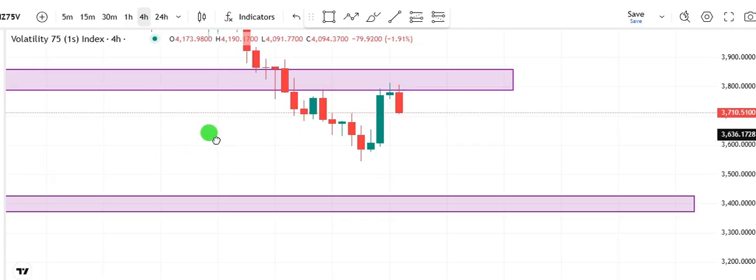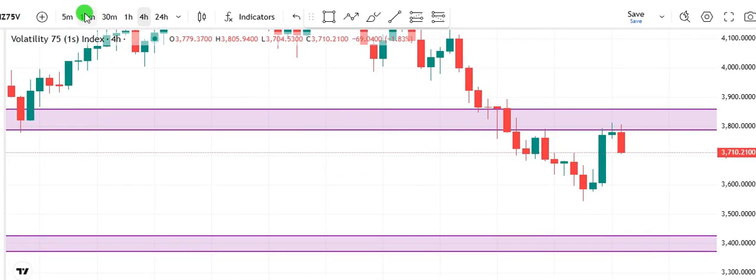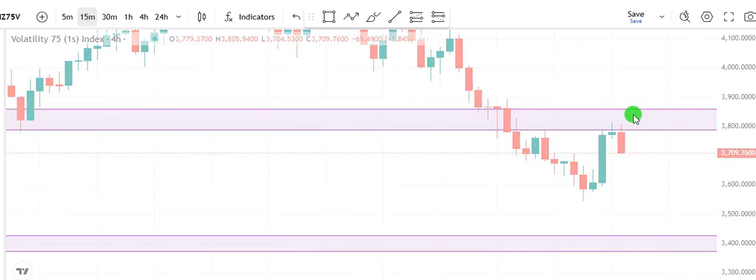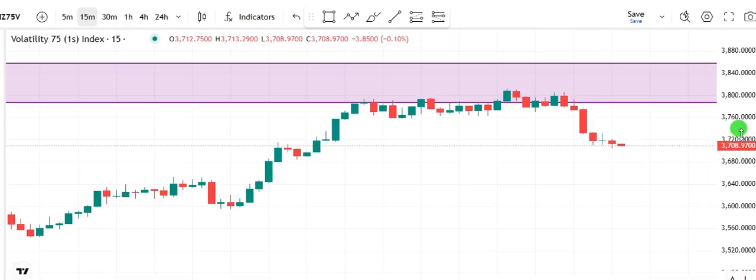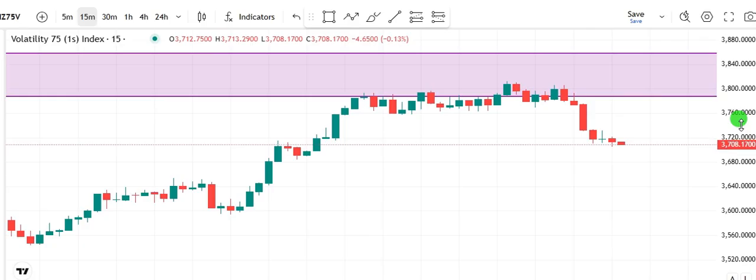So let's go to the 15-minute chart. Let's see if we can actually see a good entry for us to go short on this, and this is going to be our next target. Remember, the fact that it's going this way does not really mean that you are going to see any good entry.